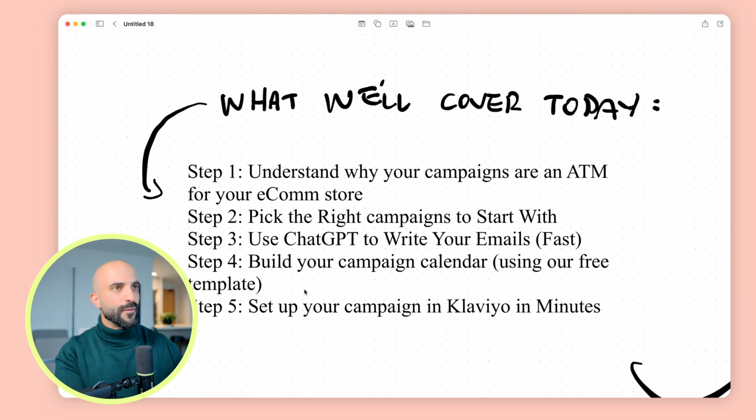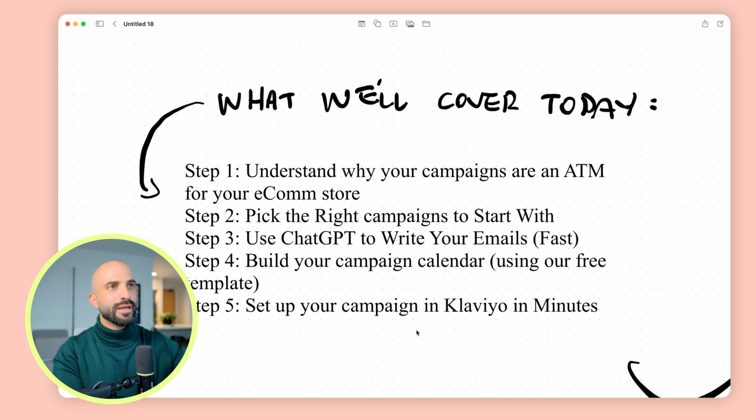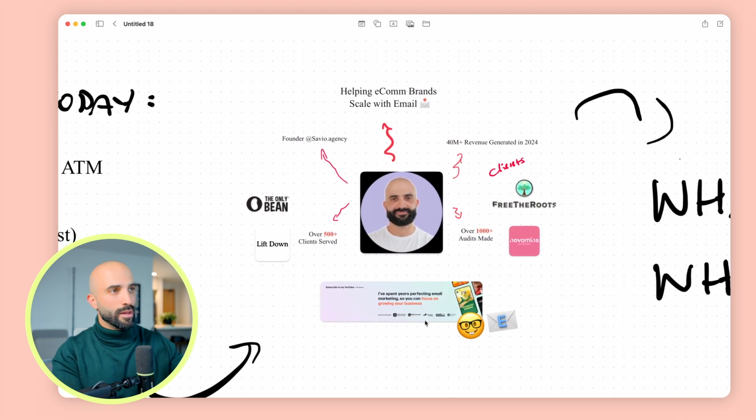Now, here's a step-by-step of what we'll cover today. First, we'll understand why campaigns are like an ATM for your e-commerce store. Trust me, they are if you do them right. The second thing we're going to do is pick the right campaigns to start with. Then step 3, we'll use ChatGPT to write your campaigns fast. Step 4, we'll build your very own campaign or content calendar using our free template, the same one we use to manage our clients. And then step 5, if you'd like to see me set up a campaign in minutes inside of Klaviyo, I have a video for that as well.